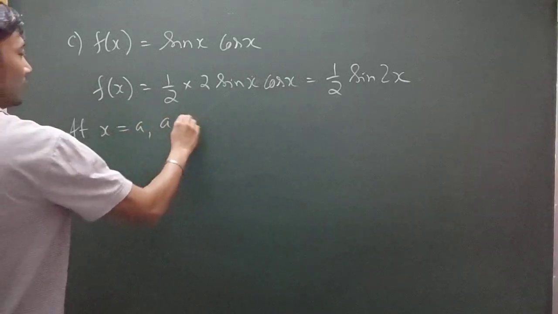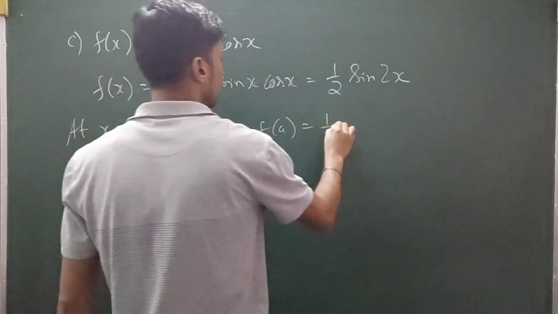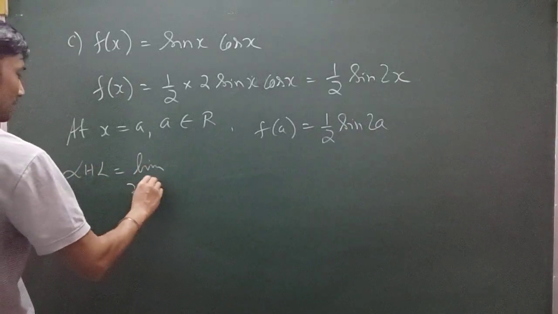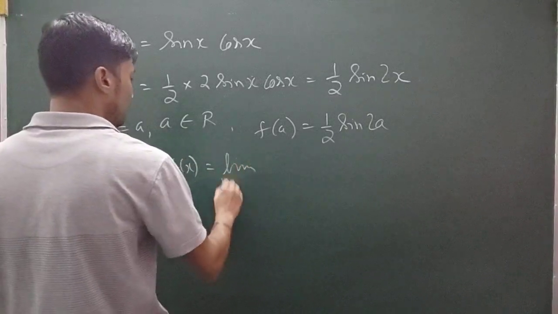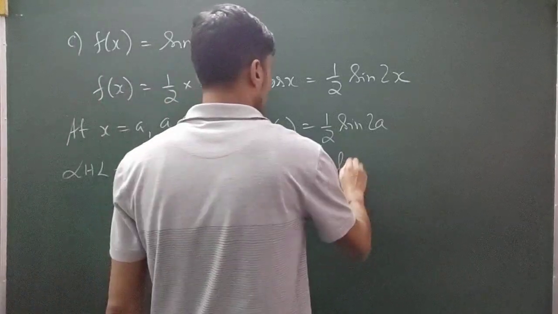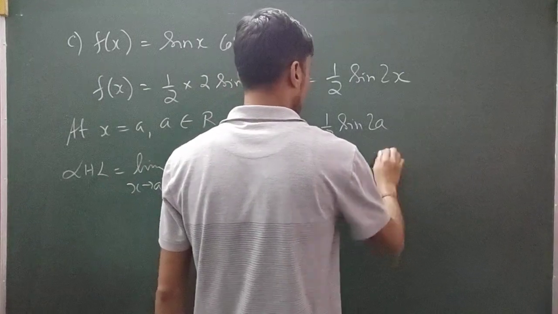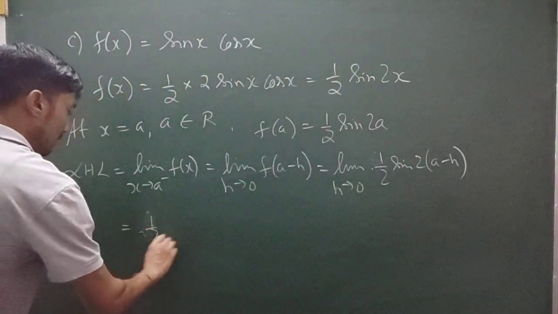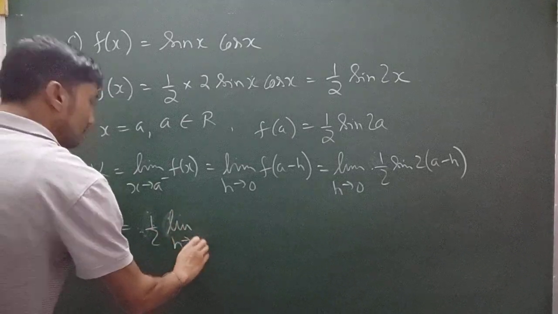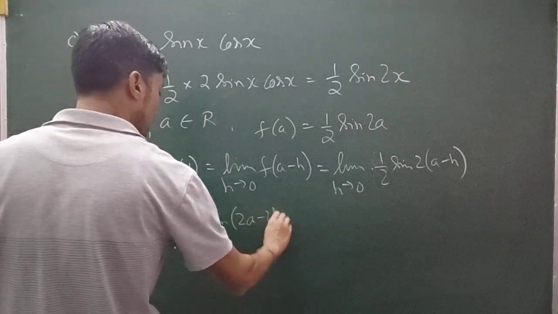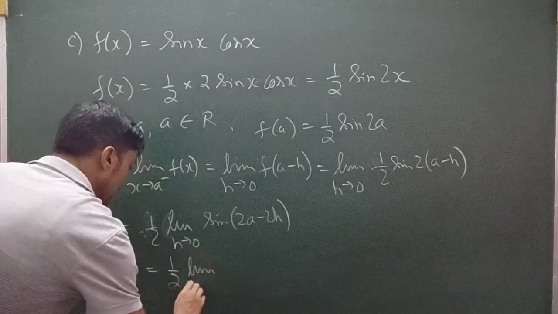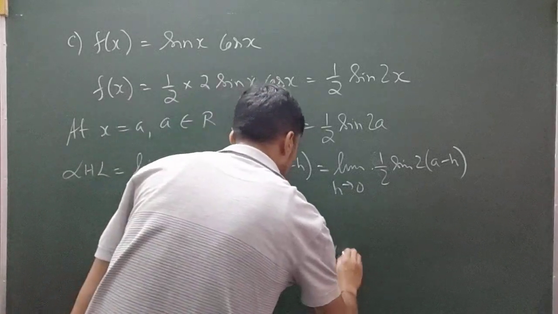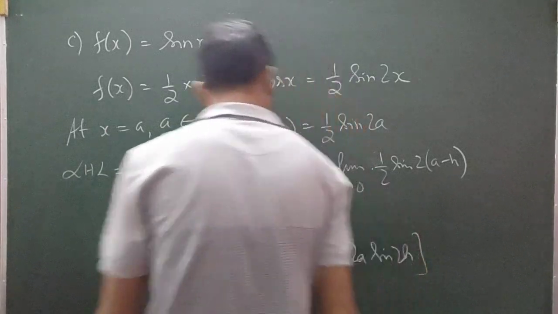At x equal to a, again a belongs to real numbers. f of a would be 1 by 2 sine 2a, let it be as it is. Let's move on to the left hand limit, that is limit as x tends to a minus of f of x, which is limit as h tends to 0 of f of a minus h. So that will be limit as h tends to 0 of 1 by 2 sine of 2a minus 2h. I can take 1 by 2 out: limit as h tends to 0 of sine 2a minus 2h, which we have just done: sine 2a cos 2h minus cos 2a sine 2h.